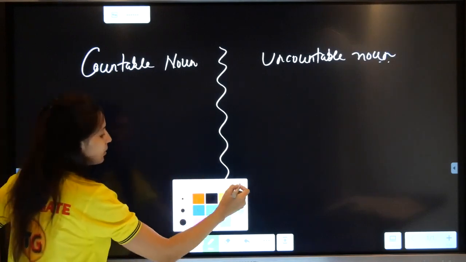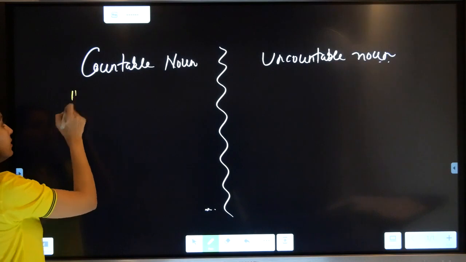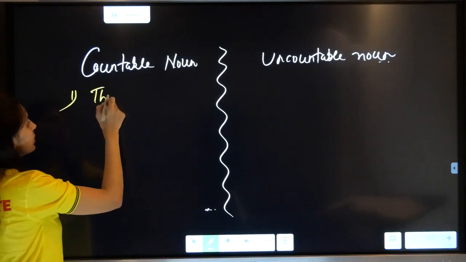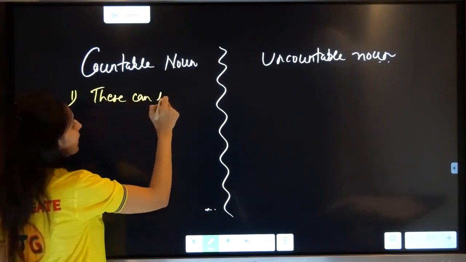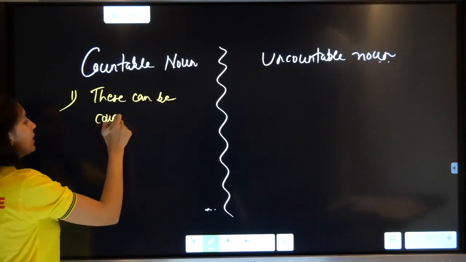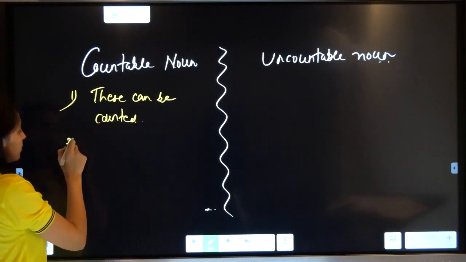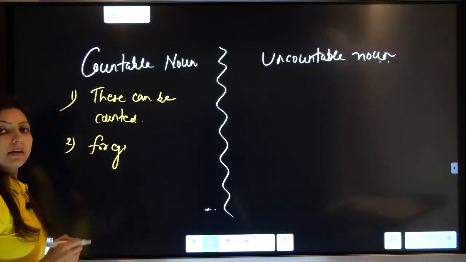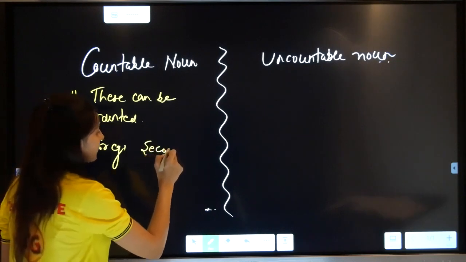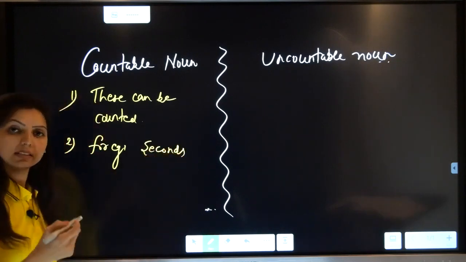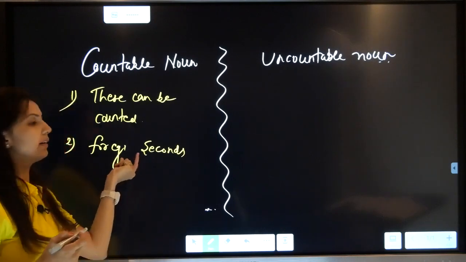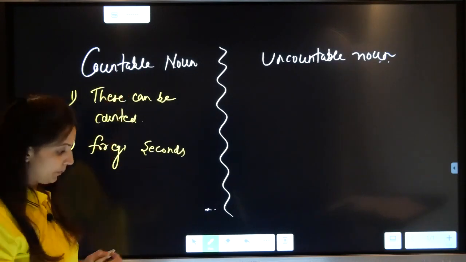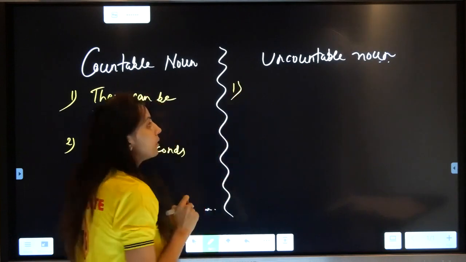If I say countable noun, its name indicates that we can count them. Simple. These can be counted. For example, if I say seconds, ठीक है, 20 seconds, 30 seconds, 40 seconds, I can put a number in front of this word. That is countable noun. Now let's move to uncountable noun.